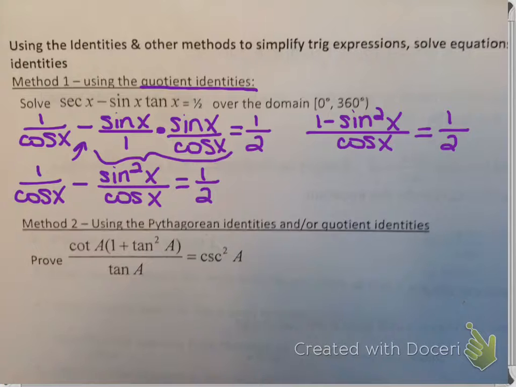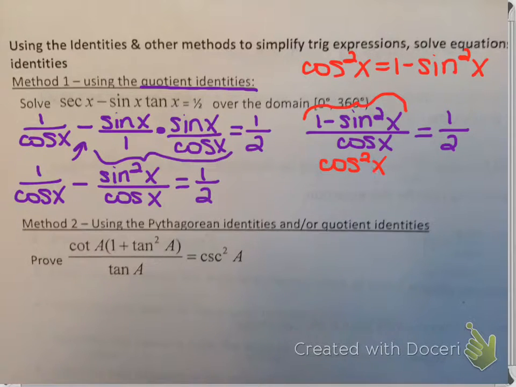And if you'll flash back a minute or 2 ago, I reminded you guys that you need to recognize your Pythagorean identities in all their different rearranged forms. 1 minus sine squared was what I had rearranged that first Pythagorean identity to look like. And 1 minus sine squared is equal to cosine squared, which means I can replace it. I'm going to replace my numerator with cosine squared. And the reason for that is because now the fraction reduces.